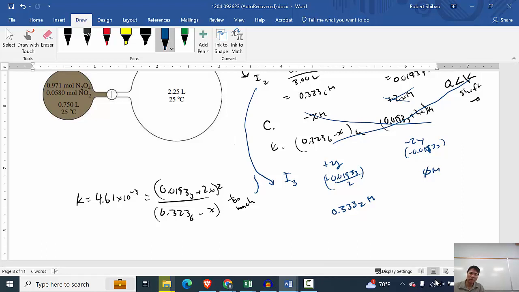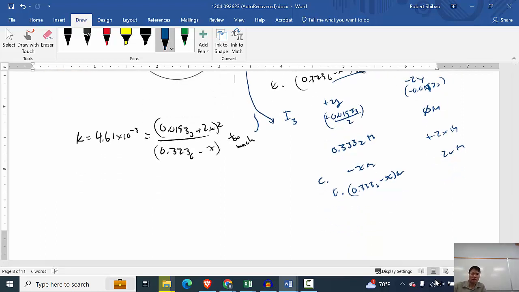Now the change is going to be in the direction of the 0. So this is going to be minus x molar, and this is going to be plus 2x molar. At equilibrium, I'm going to have 0.3332 minus x molar, and over here, I'm going to have 2x molar.